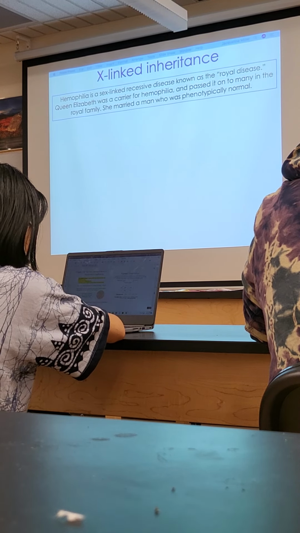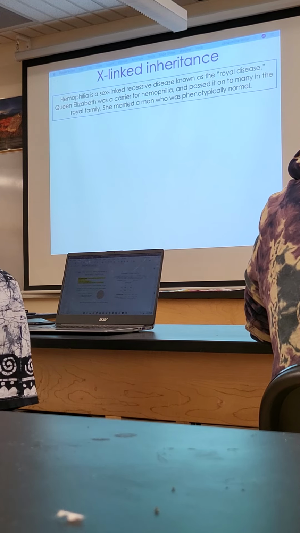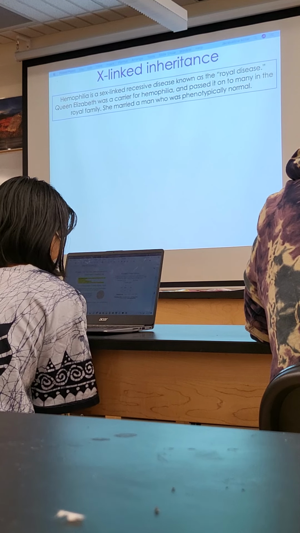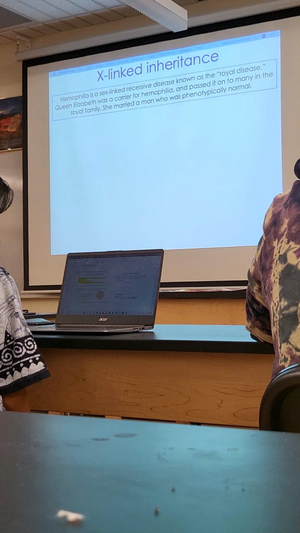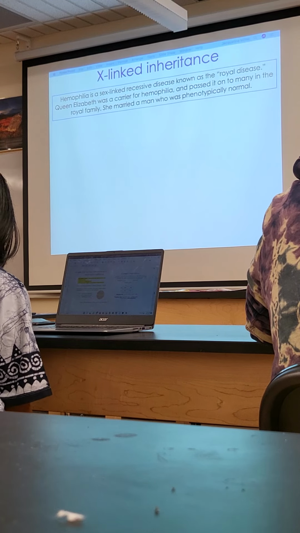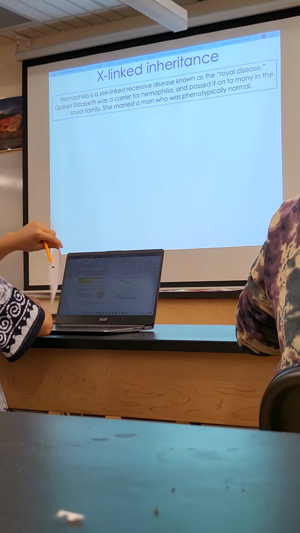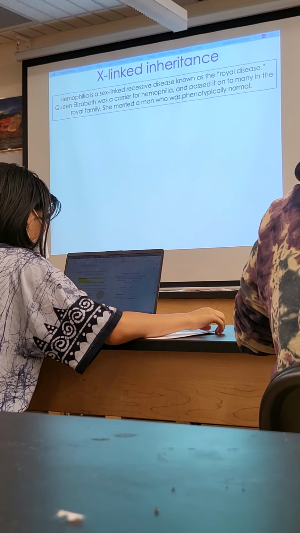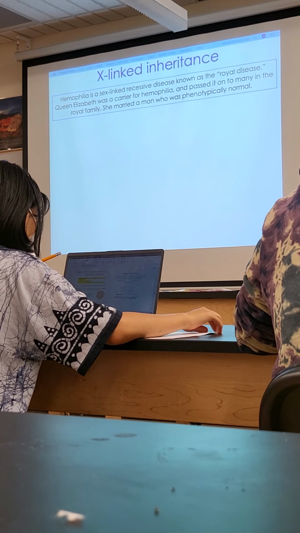So if she's a carrier, she married a male who was phenotypically normal. I want you to try to write out what that cross would be between Queen Elizabeth and her husband, if she's a carrier and he is phenotypically normal. What would be the likelihood that they would have affected sons? And what would be the likelihood that they would have affected daughters? So the first step is to figure out what their genotypes are, right?